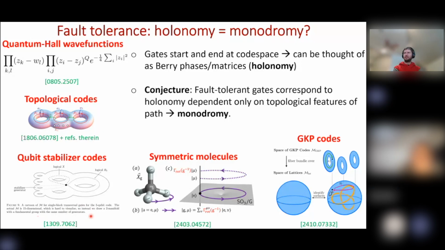Right. I don't know if it's sufficient. I don't know if it's necessary. Well, sorry. If you're a fault tolerant gate, then you should be rephrasable as a monodromy. So I don't know if you can realize all monodromies as fault tolerant gates. But yeah, that's basically what this paper studies.